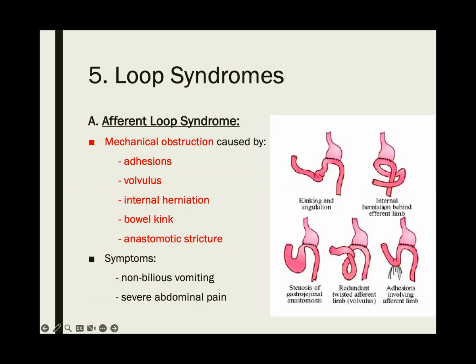So it's going to be related to obstruction, either by kinking or dilation, as we took in the previous lecture. Also, it could be stenosis of the anastomotic sites, twisting of the limbs, or lesions. These are all causes of obstruction.